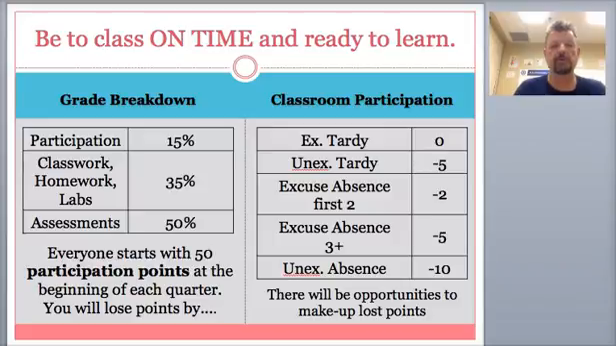You will lose points if you have an unexcused tardy, in which case you'll lose 5 points. Excused absences for the first 2 will be minus 2 points. After that, they become minus 5 points. Unexcused absences will be a deduction of minus 10 points. There will be opportunities to make up lost points for classroom participation over the course of the semester.